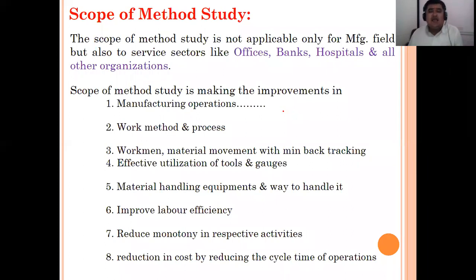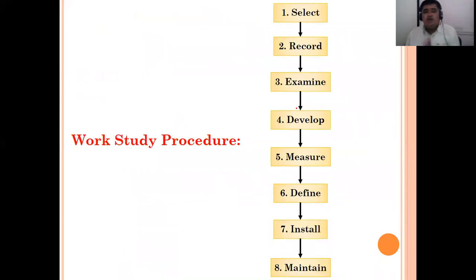That means in this area we can apply method study, and we can improve the performance, we can improve the productivity, and at last we can improve the cost, or we can improve the profit, reduce the cost of the material and product, but increase the profit. These many areas are there where we can use method study. Then, we have already discussed the work study procedure, which is similar to the method study procedure.